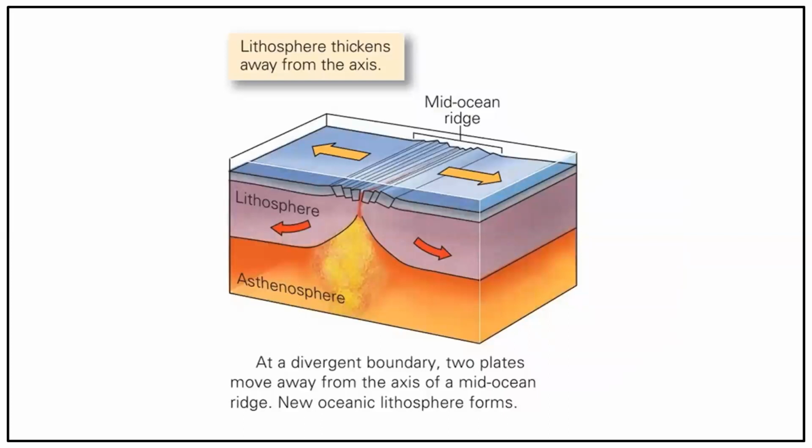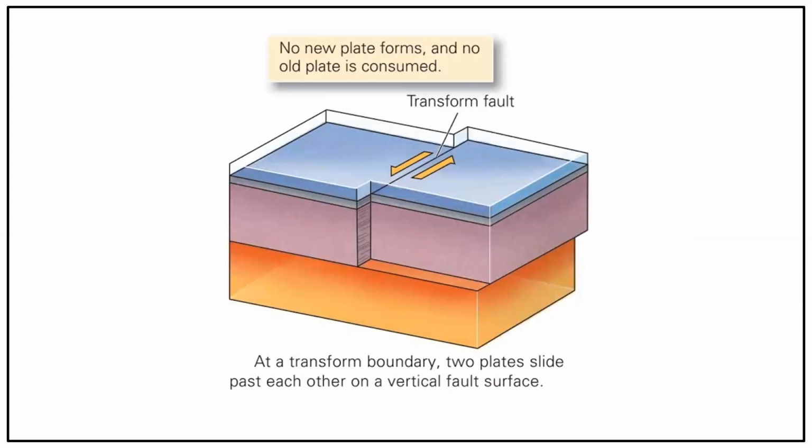Divergent boundaries. At divergent boundaries, plates move away from each other, creating gaps where new crust is formed. As the plates separate, magma rises to fill the gap, causing volcanic activity and earthquakes.